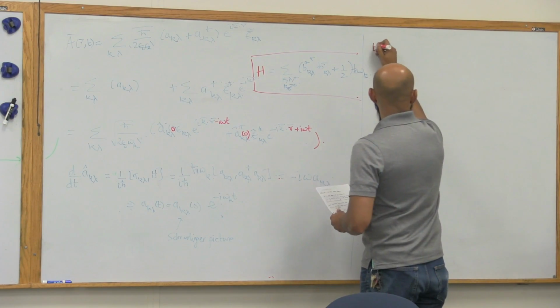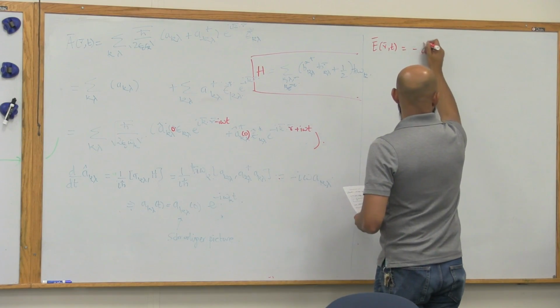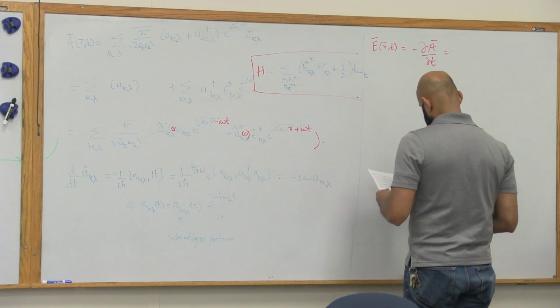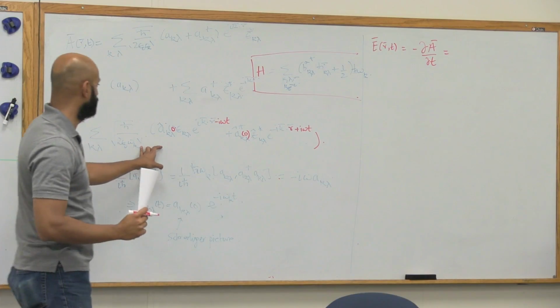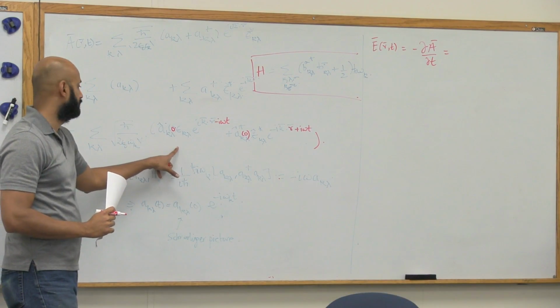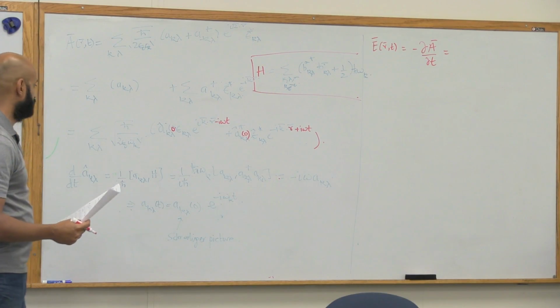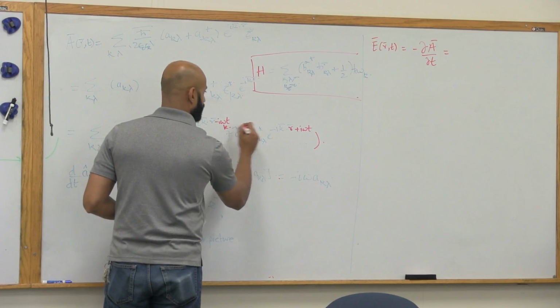So now the electric field is just obtained by taking the Coulomb gauge, this term. When I take the derivative of this with respect to time, this is going to pull down a minus i omega, and this guy is going to pull down a plus i omega. So the omegas, I guess this should all be k's.